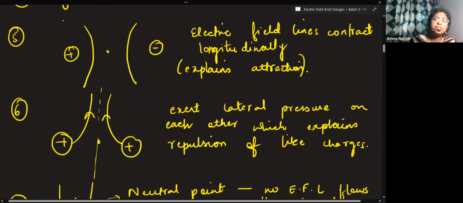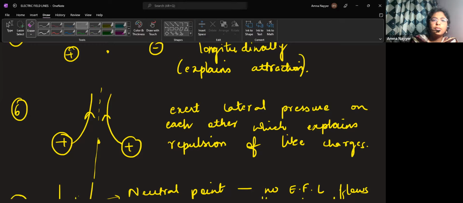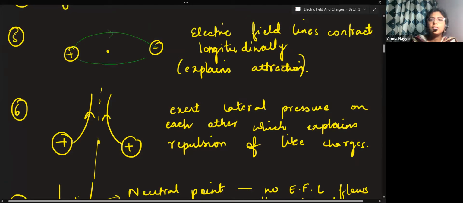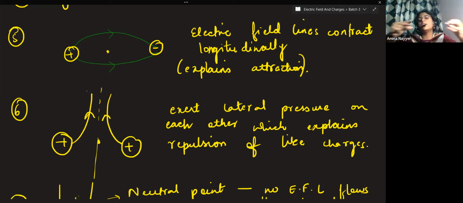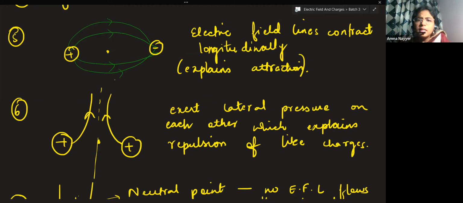If positive and negative charges are there, then what will happen? From the positive to the negative, electric field lines will flow. So this shows that they are contracting longitudinally. This we call longitudinal contraction, because electric field lines move from positive to negative in this manner, so they are just contracting longitudinally. This explains why unlike charges attract. The reason is that electric field lines originate from the positive charge and terminate on the negative charge.